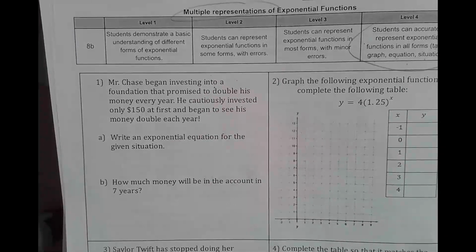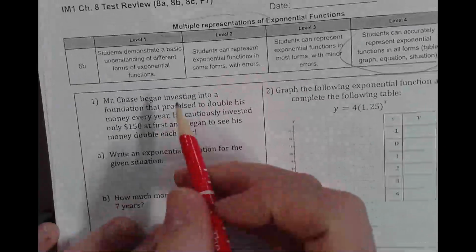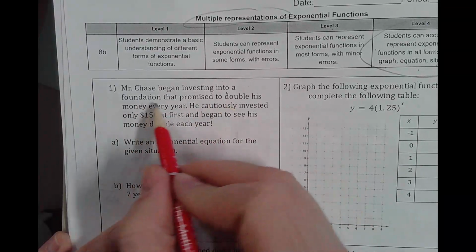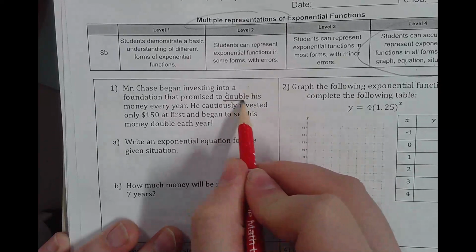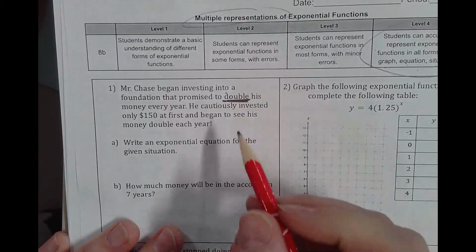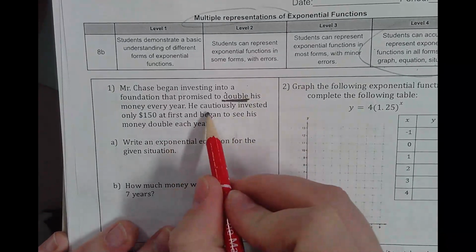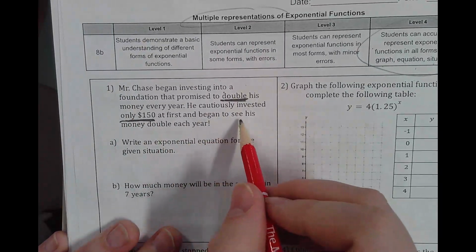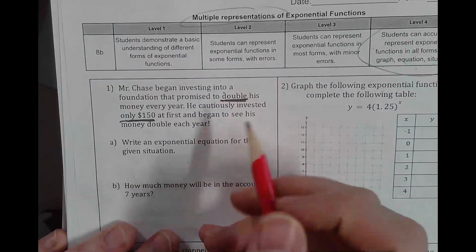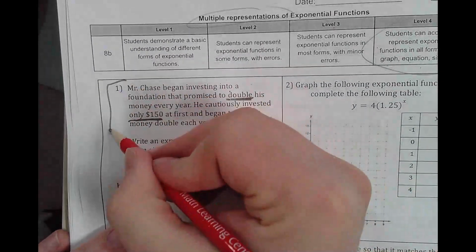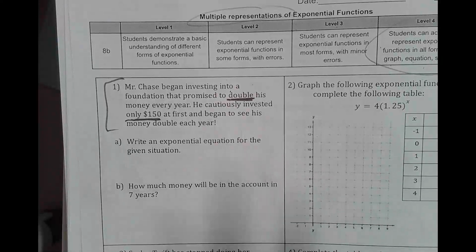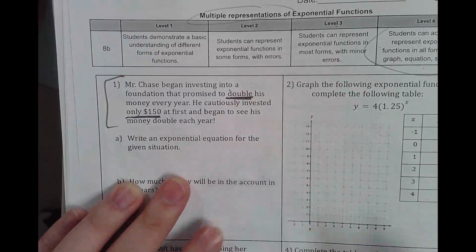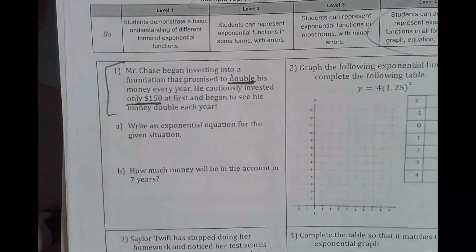So let's begin with number 1. Mr. Chase began investing into a foundation that promised to double his money every year. He cautiously invested only $150 at first and began to see his money double every year. Well, first of all, let me tell you right now, this sounds a little bit risky, right? To double your money is very rare. But he cautiously invested only $150. So let's see what would come of this.